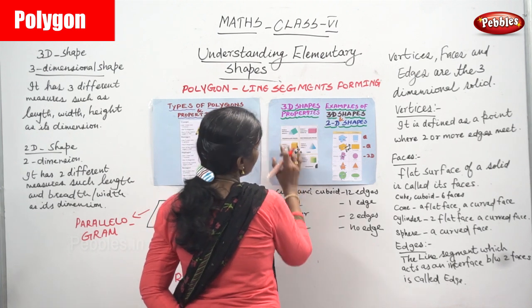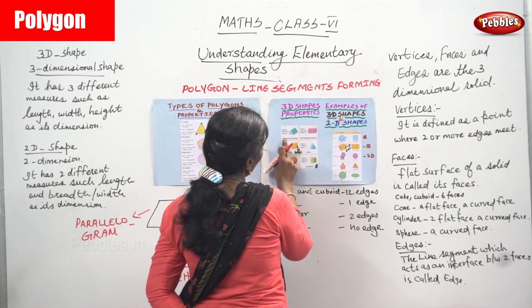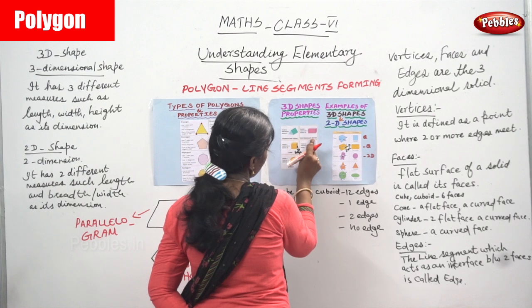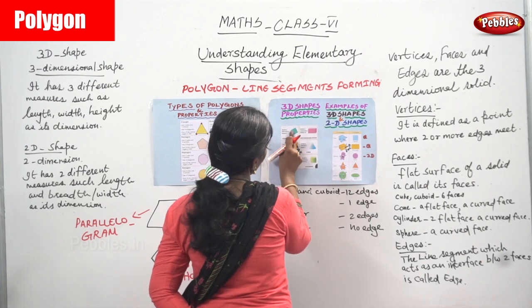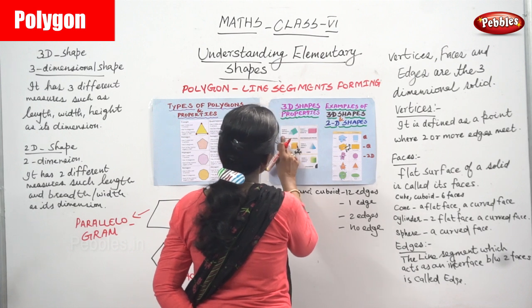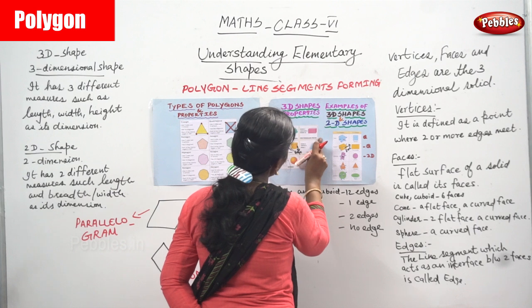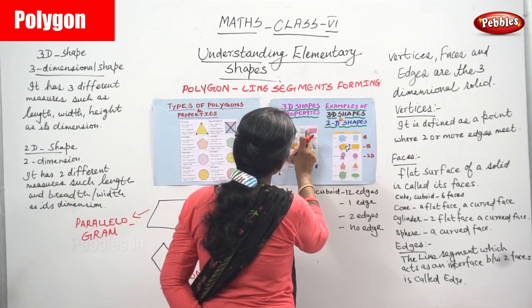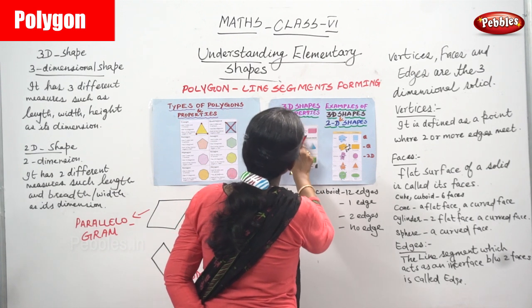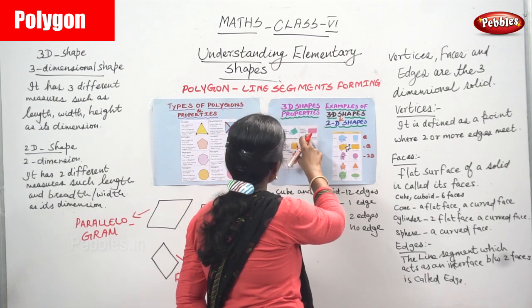I'll explain the 3D shapes once more, along with their properties. One is the triangular prism and the second is the rectangular prism. The triangular prism has 5 faces, 6 vertices, and 9 edges. The rectangular prism has 6 faces, 8 vertices, and 12 edges.